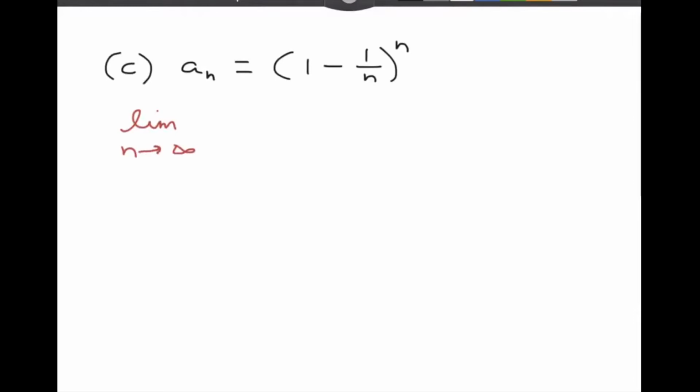Okay, the limit as n approaches infinity of 1 minus 1 over n to the power n. Well, let's check the form of that. As n goes off towards infinity, 1 over n approaches 0, which means the base of this exponential expression is approaching 1, and the exponent is approaching infinity. So this limit has the form 1 to the infinity, which is an indeterminate form. Okay. So that means I am thinking about using L'Hopital's rule.